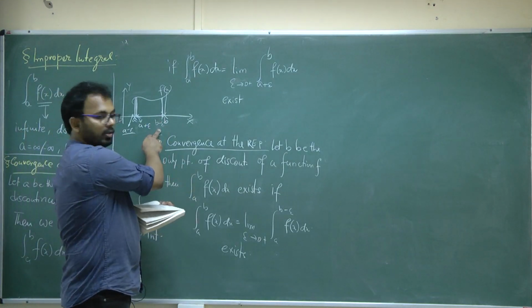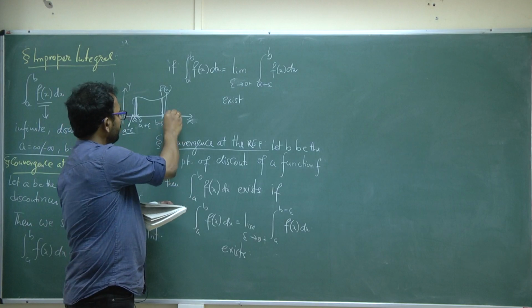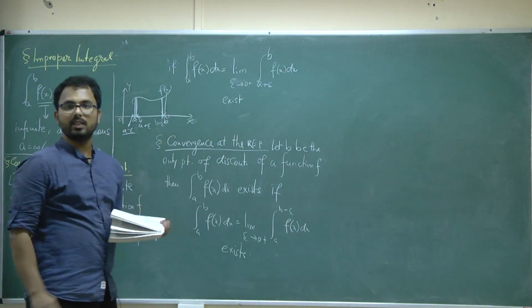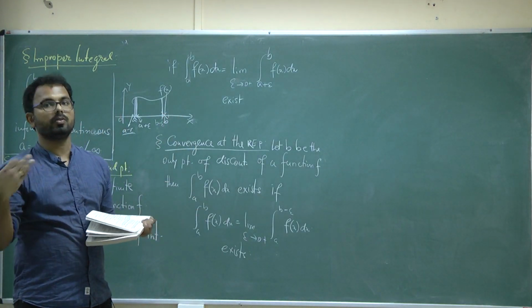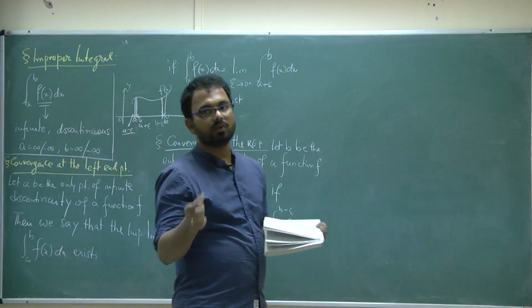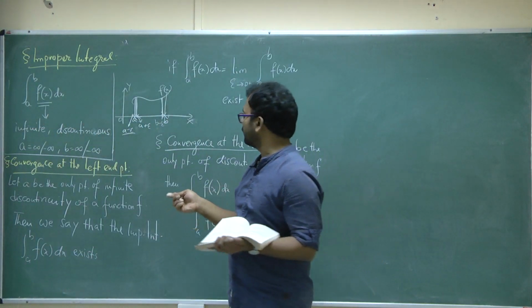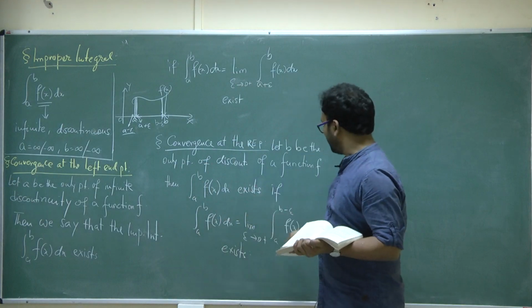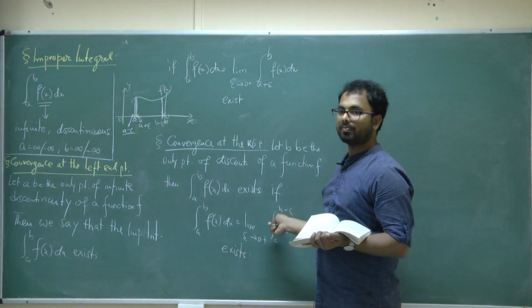So, again we cannot do b plus epsilon, because the minute we do b plus epsilon, we will end up here, and that is something we do not want. We do not want to go outside of the interval. So, we want to stay inside the interval a to b, and therefore, in case of the right end point, we write a to b minus epsilon, alright.